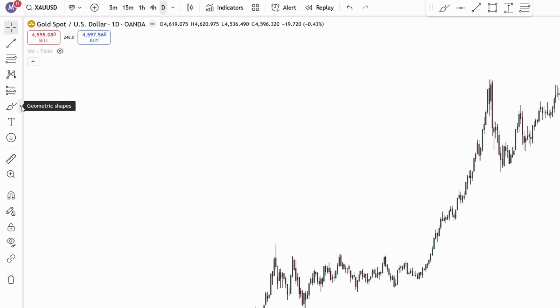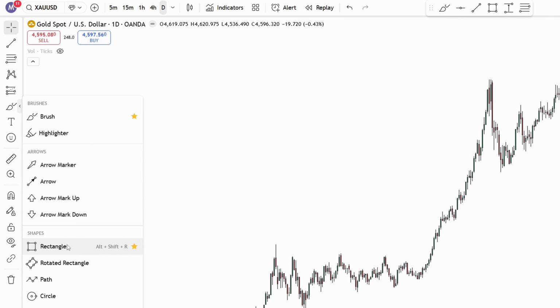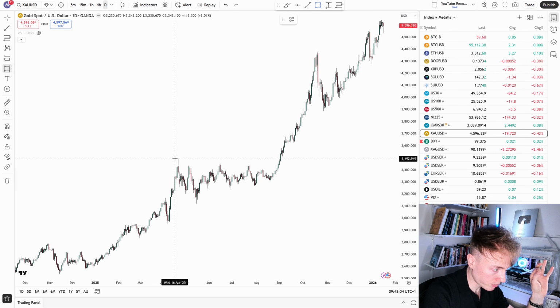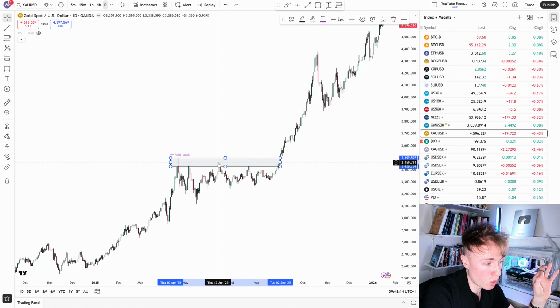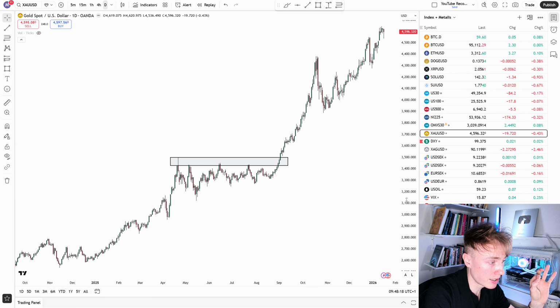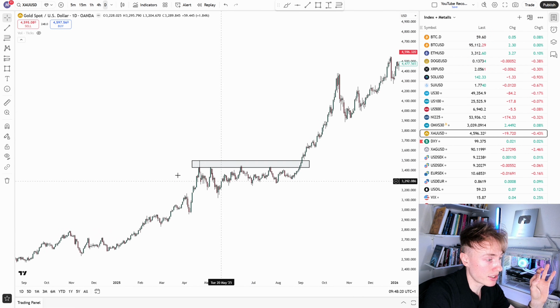I use geometric shapes. If you go here to the left, you click geometric shapes, and then you use the rectangle tool. This is so we can draw a zone. You press on the chart right here and we can draw a zone. To capture the whole zone, to capture all of these touches, we would have to draw it something like this. So this right here is a resistance zone.